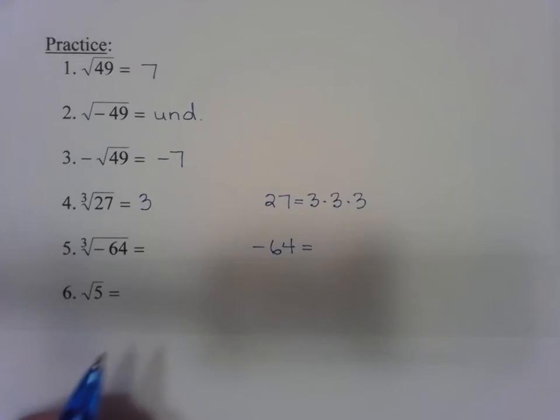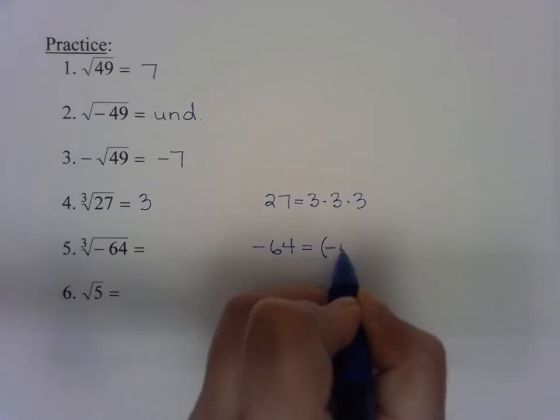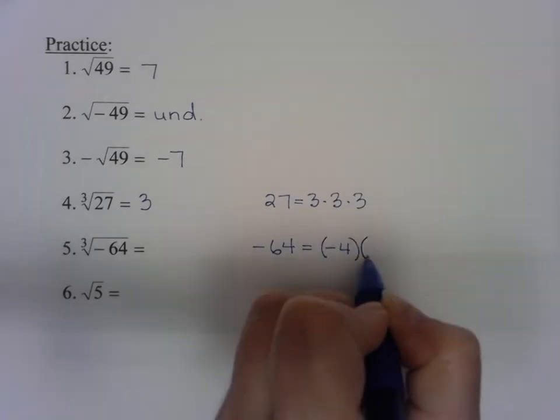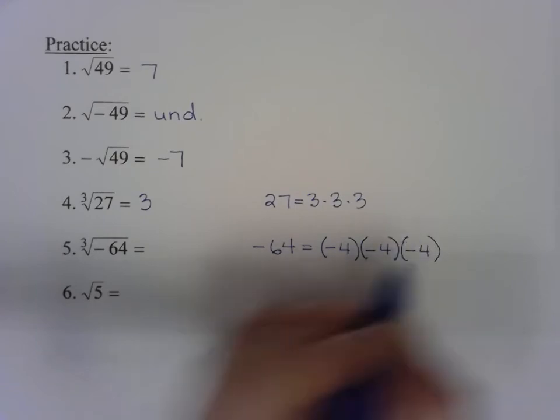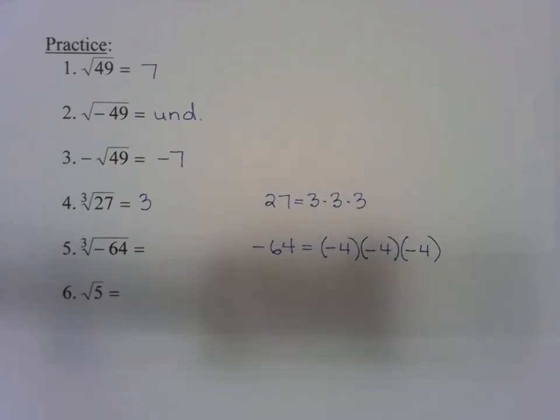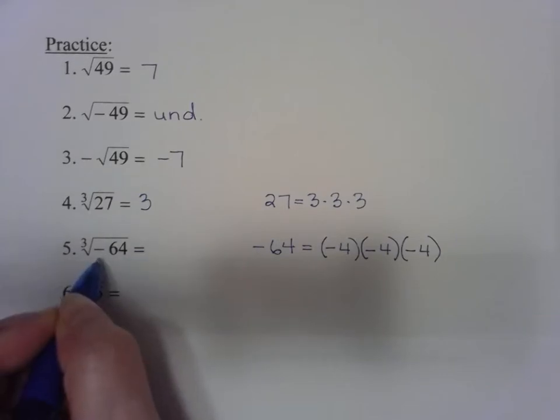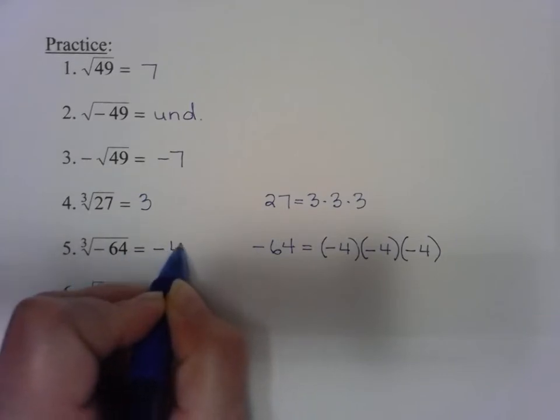It turns out 64 is 4 times 4 times 4. Since it's negative, we can make each of those a negative 4. Notice I started with a negative, so I'm going to get a negative result.